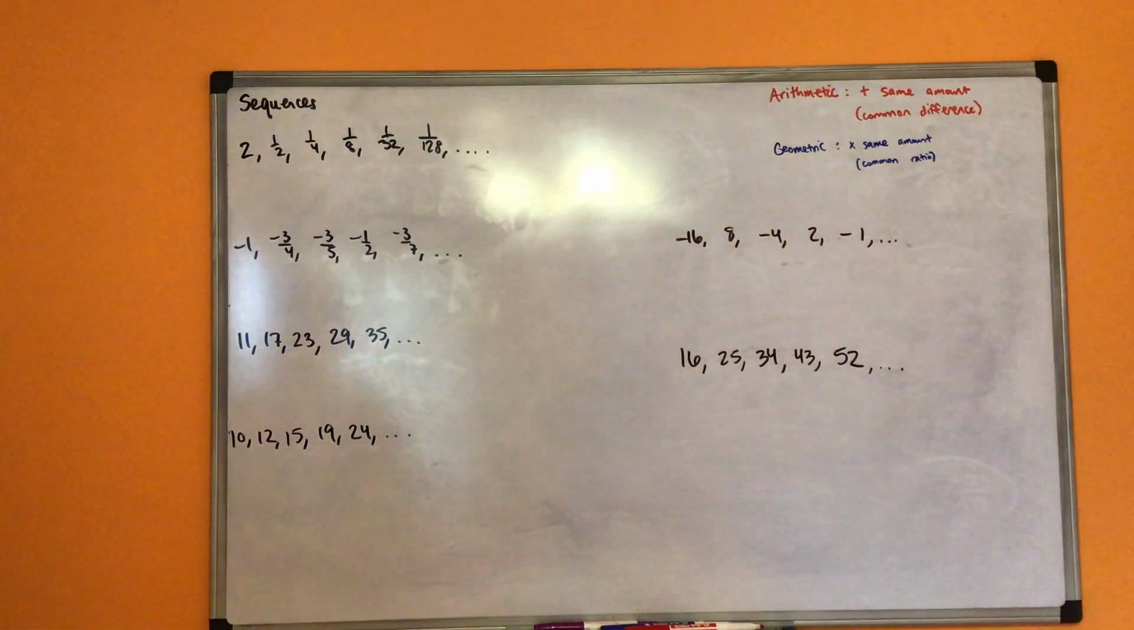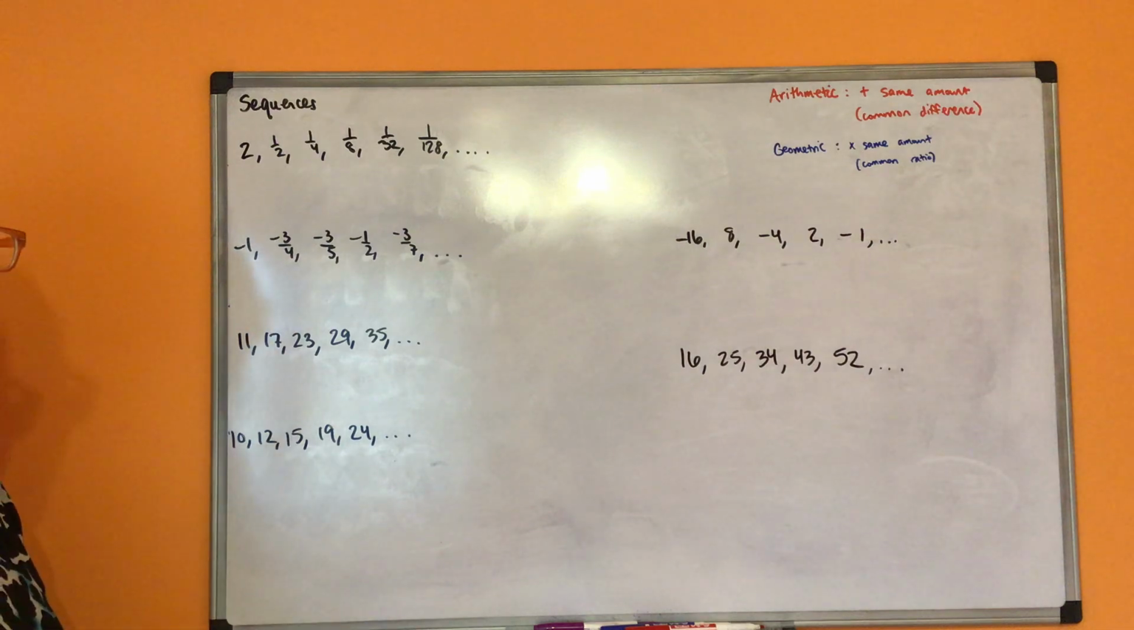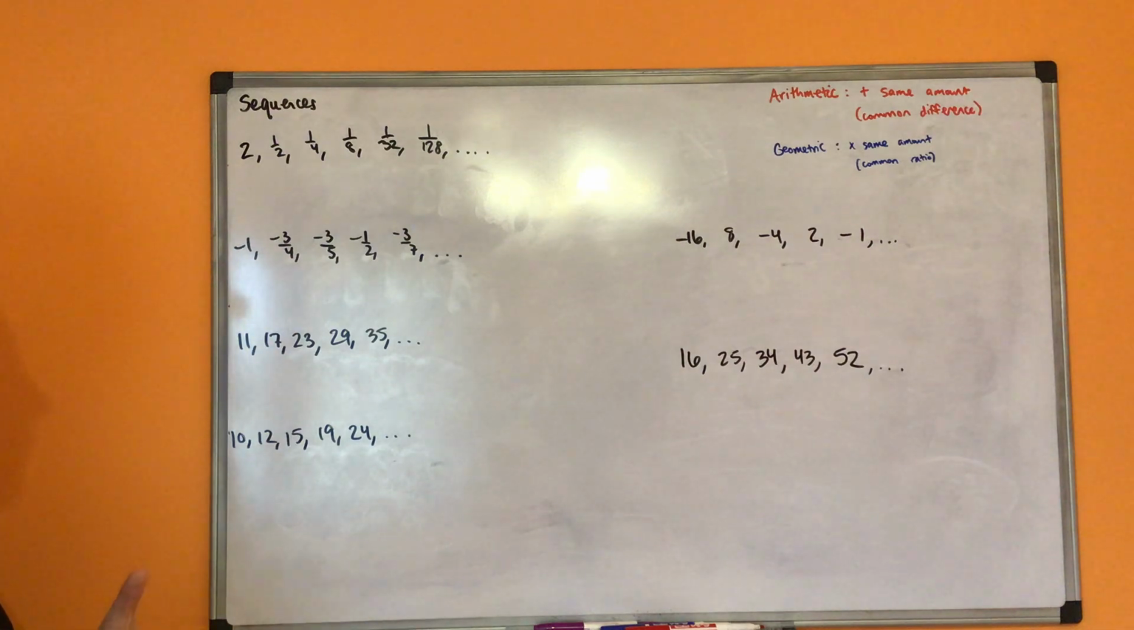Hello, today we're going to start talking about sequences. So sequences are just a list of numbers, and we are going to focus on two main kinds, arithmetic sequences and geometric sequences. In order for a sequence to be arithmetic, we need to add the same amount every time.